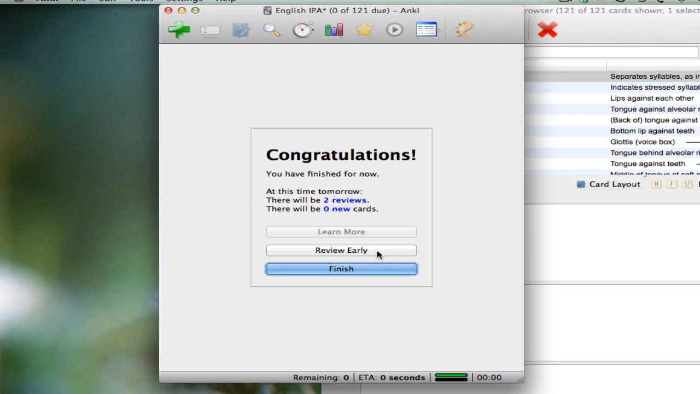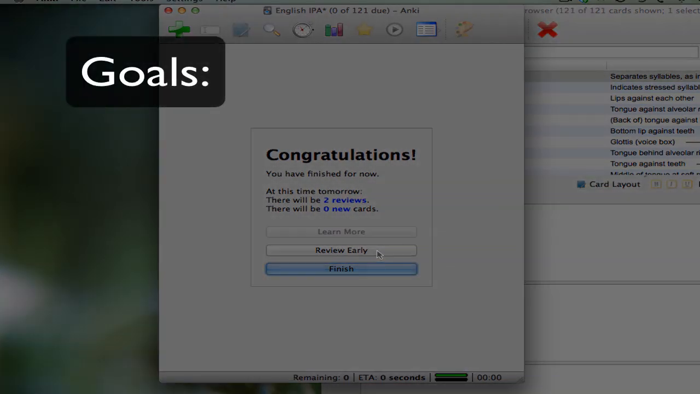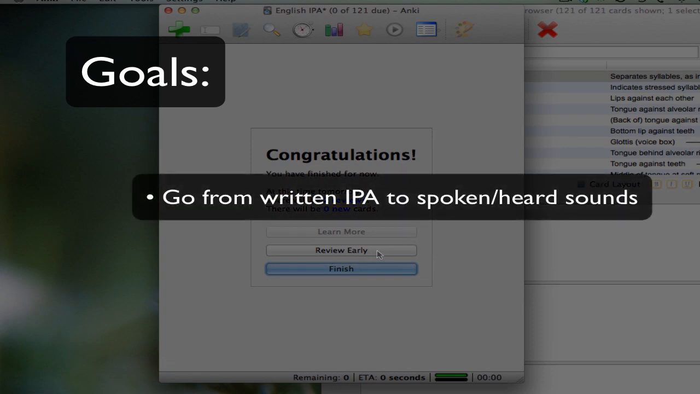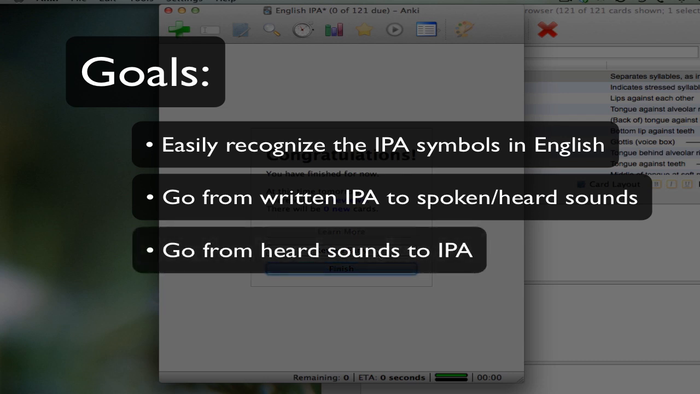I hope you enjoy it. I hope you learn a lot from it. The deck should help you learn the IPA. You should be able to recognize the IPA symbols and hear them in your head, so that if you see a word in IPA in a dictionary, you should be able to hear what that sounds like. And you should be able to go from sounds that you hear back to the IPA. And so if you hear a P, you should remember, oh, that looks like a P in IPA.